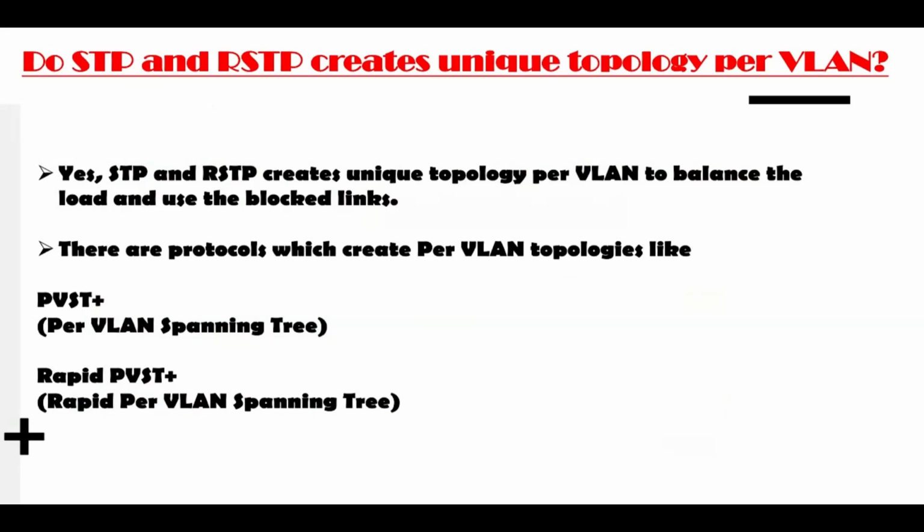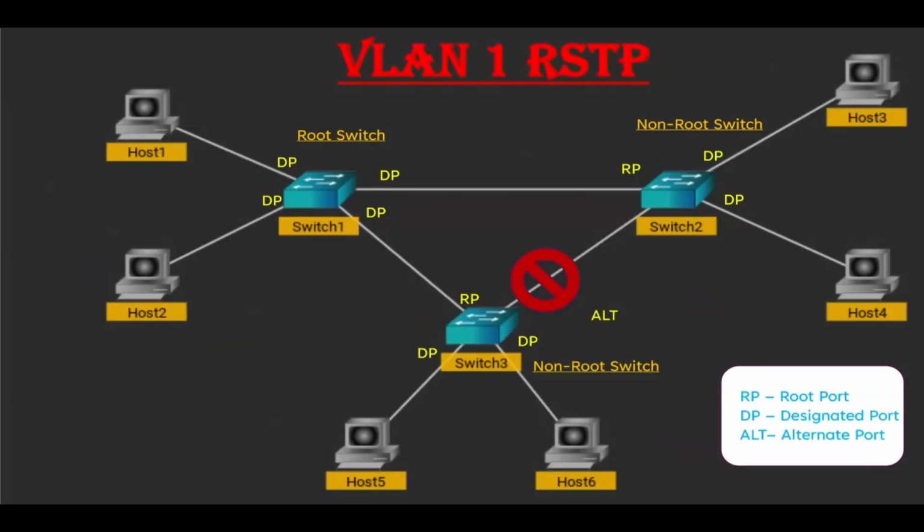Do STP and RSTP create a unique topology per VLAN? Yes. STP and RSTP create a unique topology per VLAN to balance the load and use the blocked links. There are protocols which create per VLAN topologies like PVST+, per VLAN spanning tree, and Rapid PVST+, Rapid per VLAN spanning tree. We can see a topology with VLAN 1 and VLAN 2.